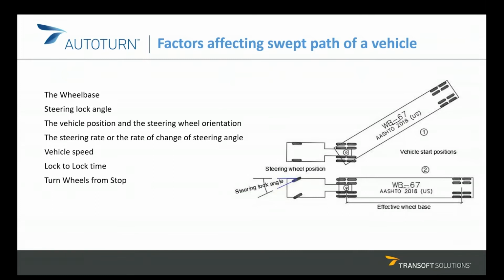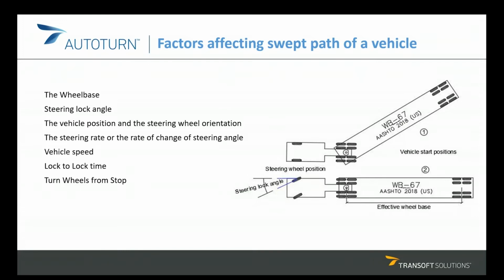So the center line radius of a turning vehicle is the lowest when the steering angle is at its maximum value. Next is vehicle position and orientation of the steering wheel at the starting point. So these wheels can be aligned parallel to the vehicle body or may be aligned at an angle, which has a direct influence on the swept path created.